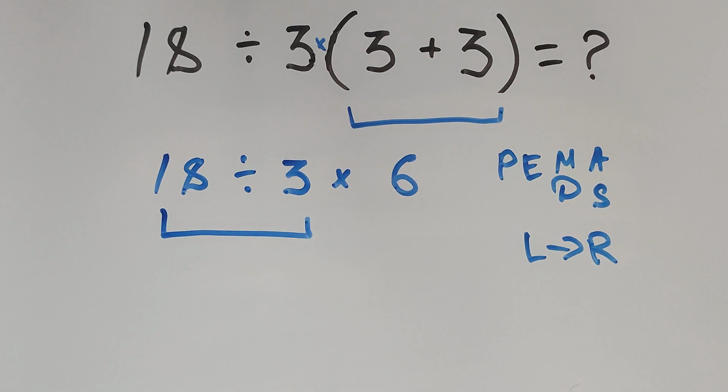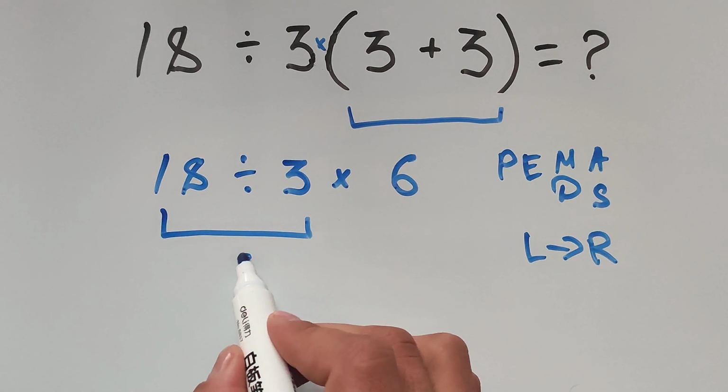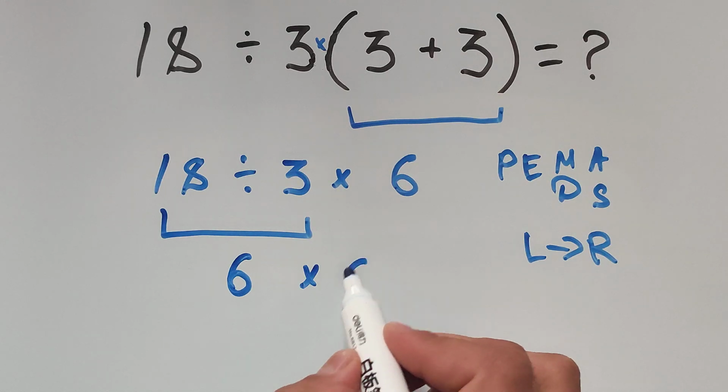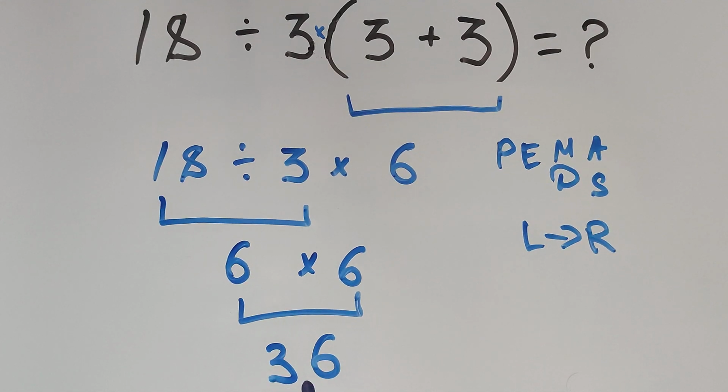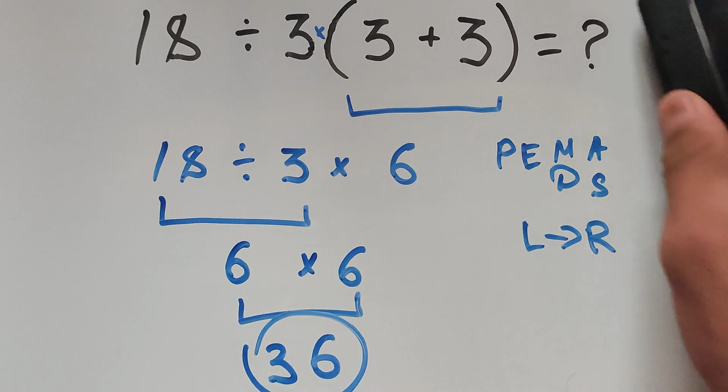18 divided by 3 equals 6, and 6 multiplied by 6 equals 36, and this is our final and correct answer. We can copy this answer here.